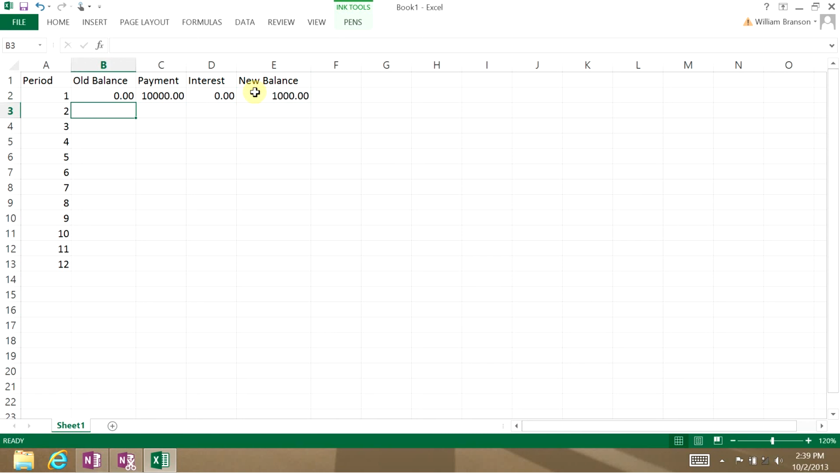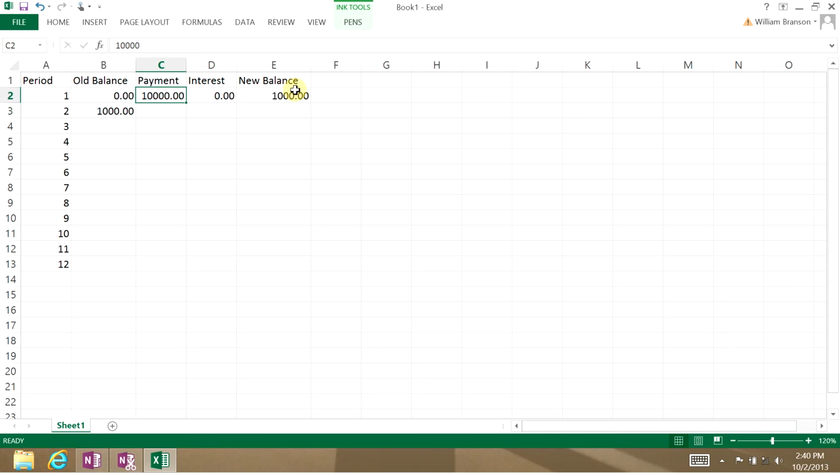So in dealing with Microsoft Excel, if you've never dealt with it before, anytime you want the program to do a calculation, you have to use an equal sign. So I want my old balance in period 2 to equal the new balance from period 1. And so if you had a mouse, you'd just click on the new balance. So $1,000. What's my payment?